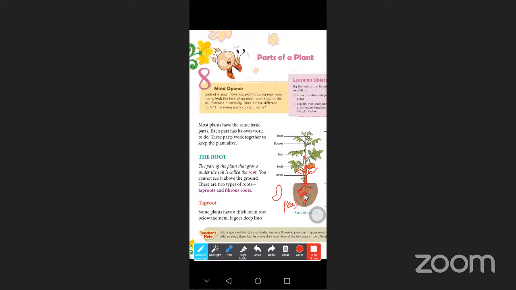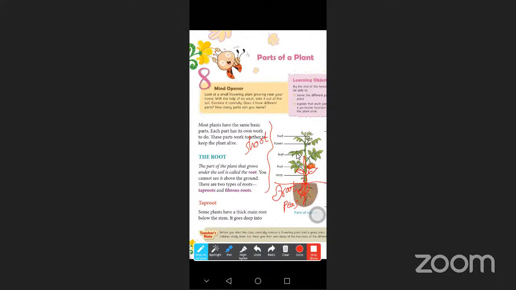Above the ground is called the shoot system, and under the ground this part is called the root system. Why is it called the root system? Because in the soil only the roots will be there, fixed in the soil. Above the ground you may see lots of parts. The first one is the stem. Stem means the middle part.